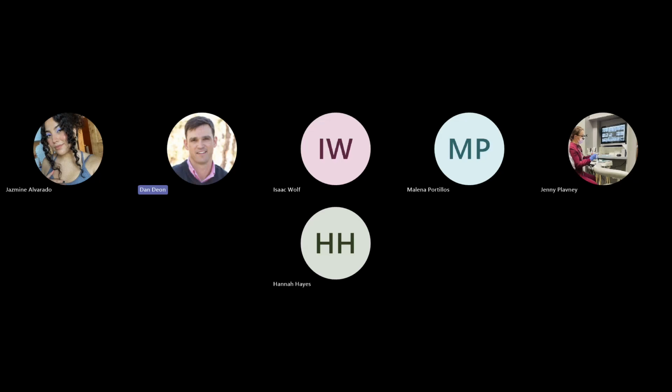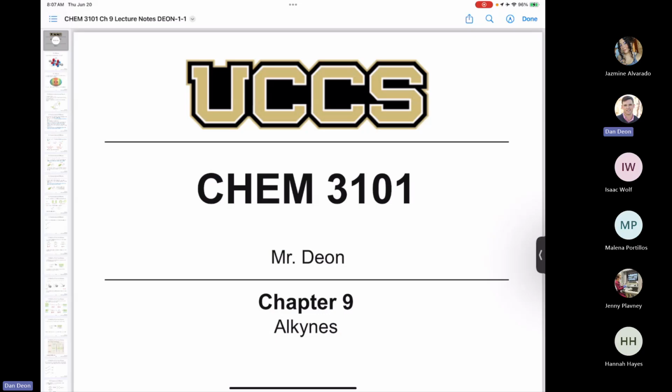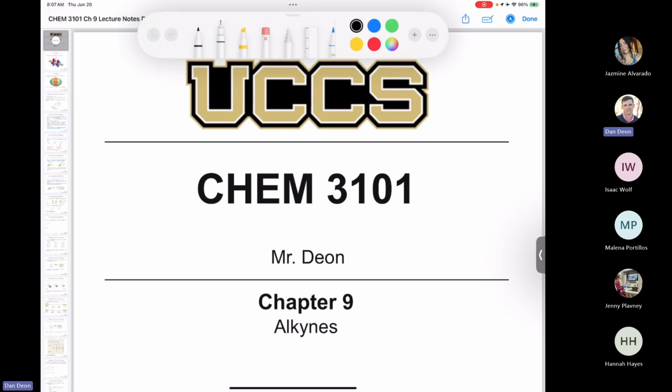Repetition in this chapter as well. So Chemistry 3101, this is chapter 9, alkynes. And as I was just telling my students before I started recording here, a lot of the concepts that you see in chapter 8 are found in this chapter. So it's kind of a continuation of chapter 8. So you go from chapter 8 and then you continue on into 9.